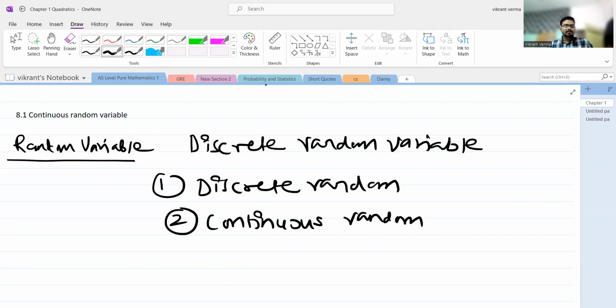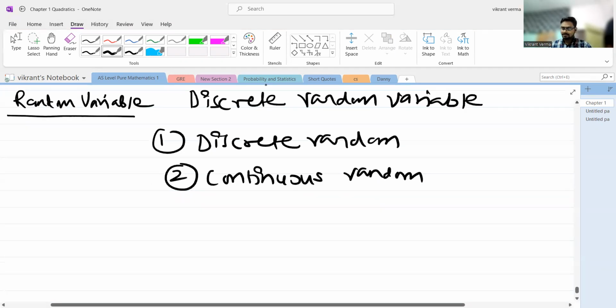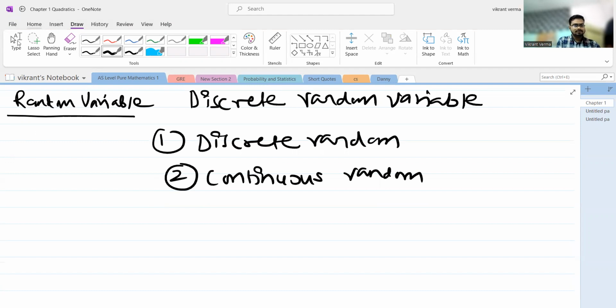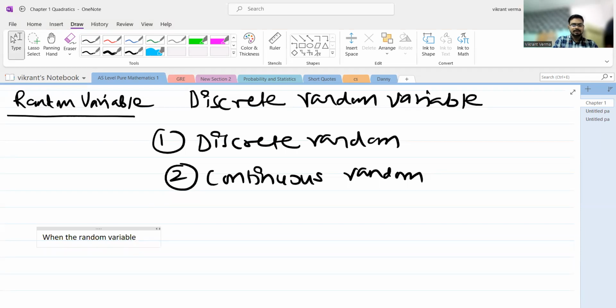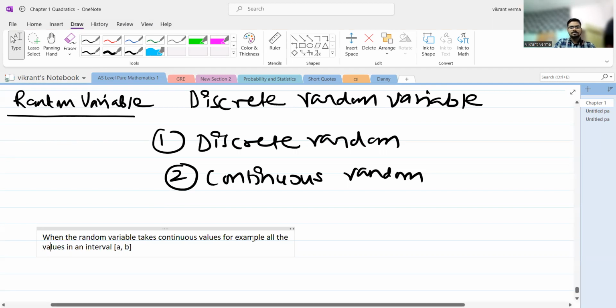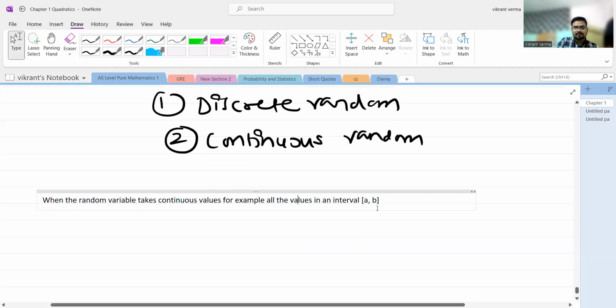Let me give you an informal definition. When the random variable takes continuous values, for example all the values in an interval, a closed interval A to B, this is one example where our continuous random variable takes all the values in the interval A to B. So the continuous random variable takes values in intervals.